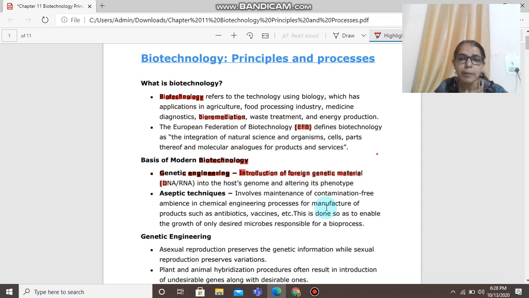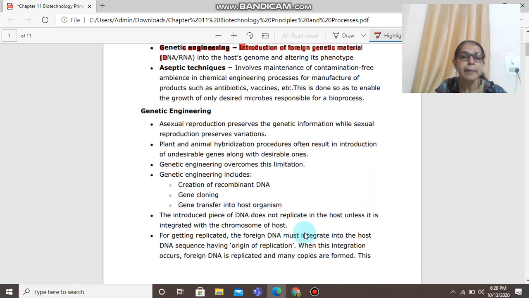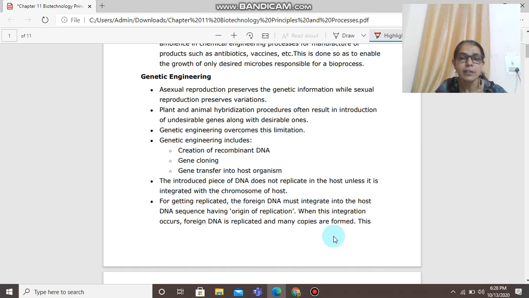So for the manufacturing of products such as antibiotics, vaccines, etc., we need to maintain proper aseptic conditions. And why is there the requirement of aseptic conditions? This is done so that the growth of only the desired microbes can take place, because if undesired microbes grow, it will affect the process. It will not take place in a proper way.